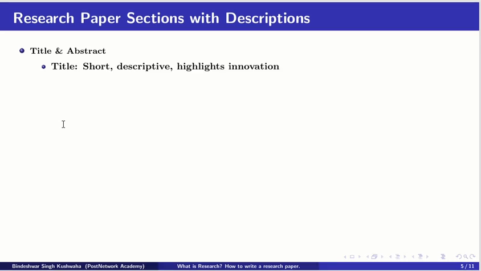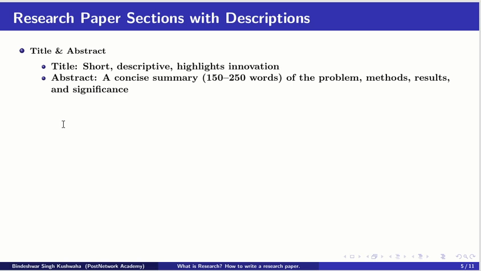Let us see. I have told you what is research and what its benefits are, but how will you actually write a research paper? There is a strict format for a research paper and you have to follow it. Title and abstract: the title should be short and descriptive and highlight the innovation, and the abstract is a concise summary of the problem, methods, results, and significance. It should be 150 to 250 words.